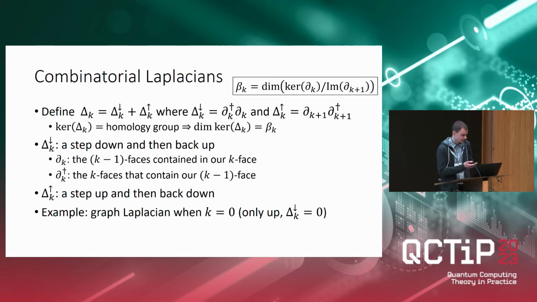And so if we look at the example when k is 0, then we exactly get back the graph Laplacian, because then we cannot go down. So the down operator is just 0, because there are no minus one-dimensional faces. So we can only go up, which means that we start from a vertex, and through an edge we go to another vertex, which exactly means that we're going to have non-zeros in our operator where two vertices are adjacent.